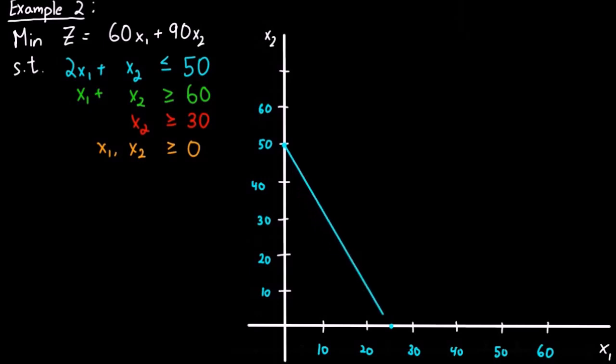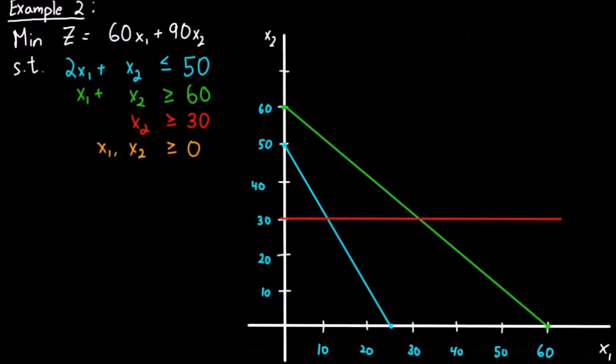And we'll connect the dots. That's our first constraint. Our next constraint, x1 plus x2 is greater than or equal to 60. Our intercepts are at (0, 60) and (60, 0). And connect the dots once again. Our third constraint is x2 is greater than or equal to 30, which is just a horizontal line intercepting at x2 equals 30.